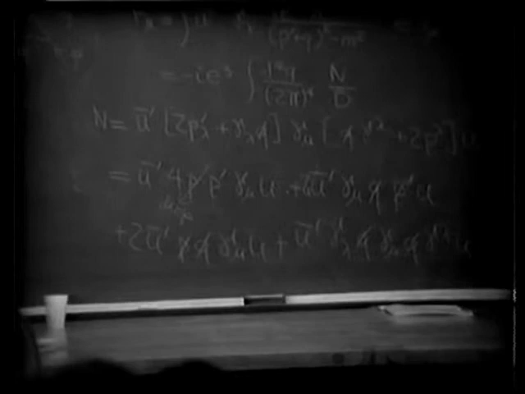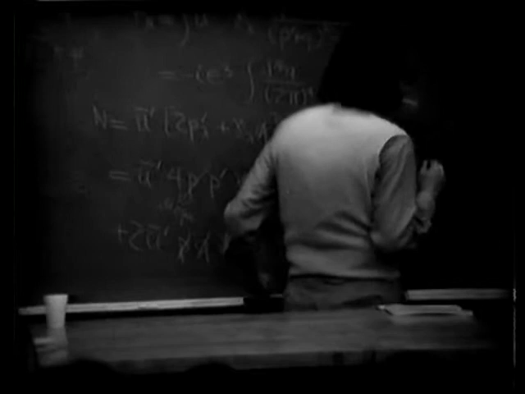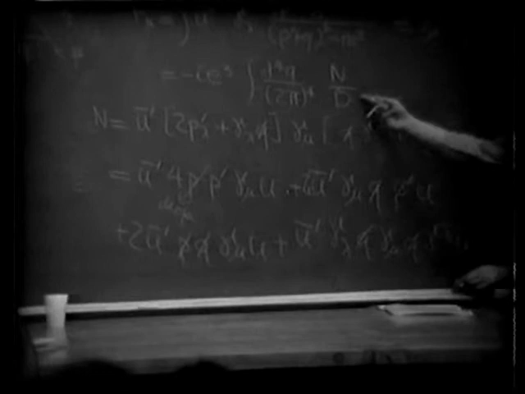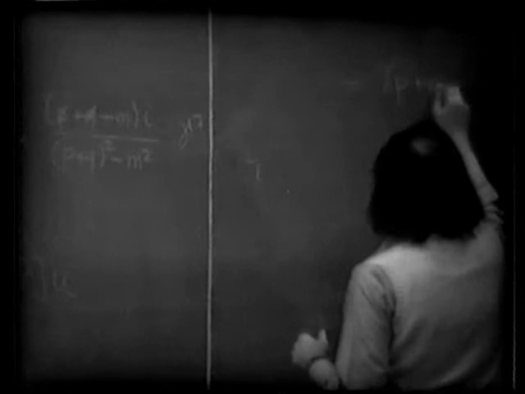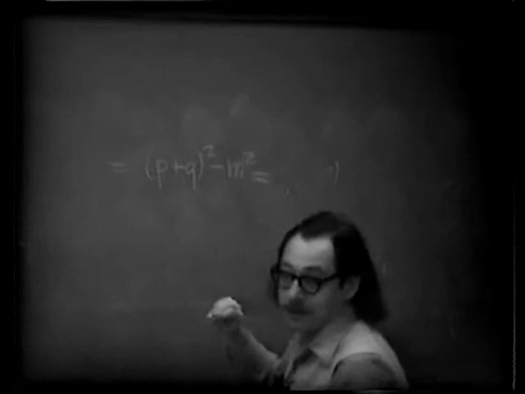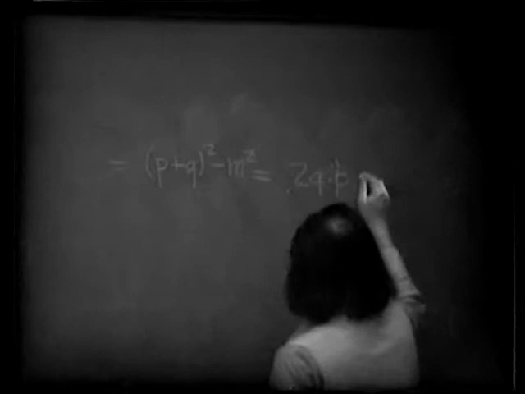The denominator is rather simple, in fact. Let's see. I can erase the trailing part of this. I certainly want this expression for the numerator. The denominator is simplified by the following thing. p plus q squared minus m squared. The first term here is p squared, which cancels m squared, since p squared equals m squared. So I'm just left with 2q dot p plus q squared.